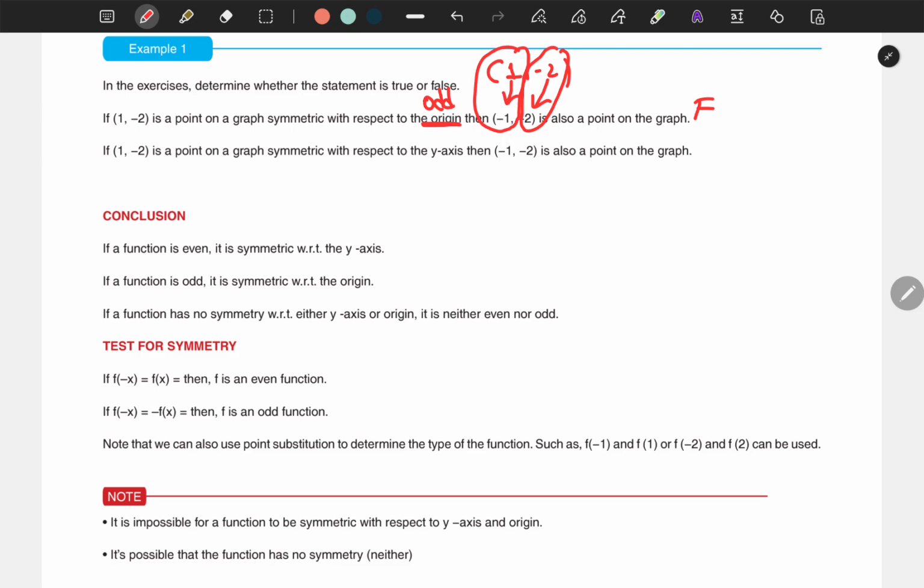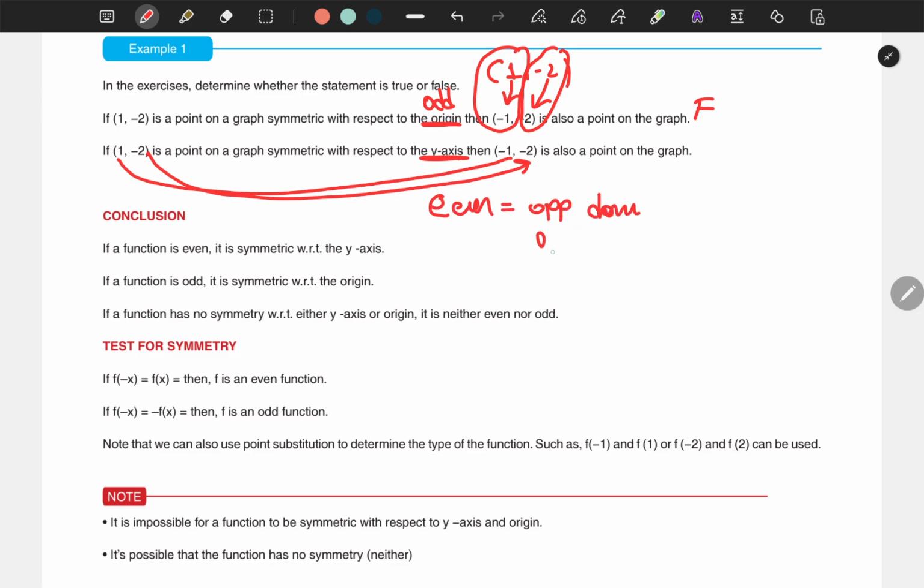But when you look at here, it says that if it's with respect to y-axis, yes, this is true. Look, x are opposite, y are same. Yes, for the even function, we always say opposite domain, same range, isn't it? Which is y. Sorry, same y. Same y. Okay, it means that this is the true statement.